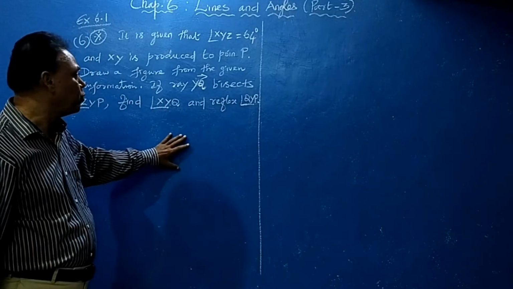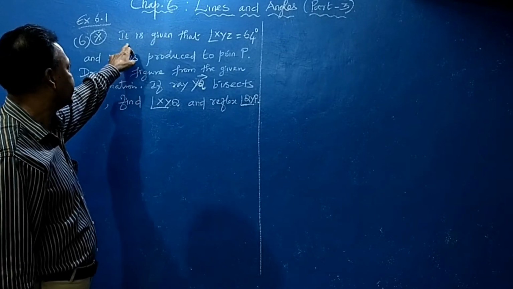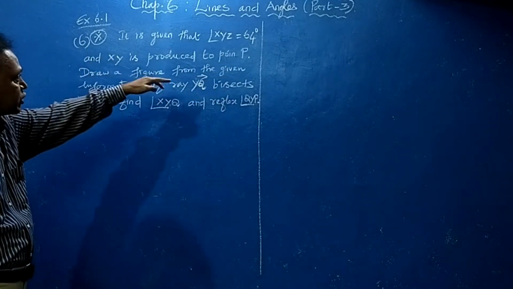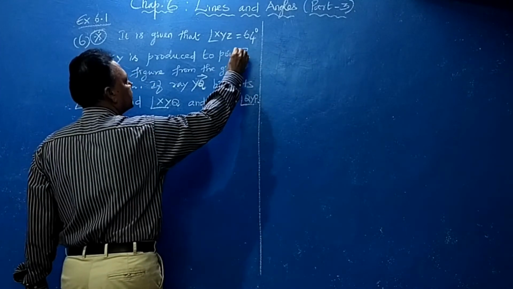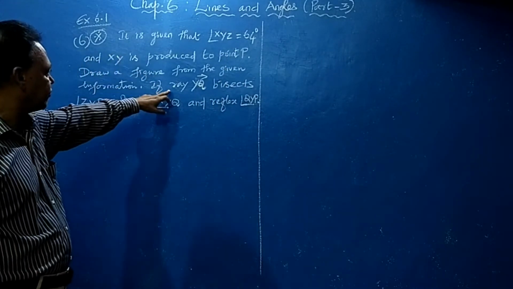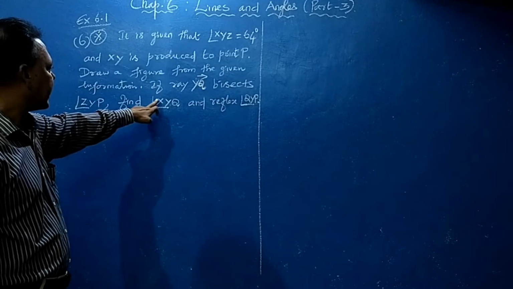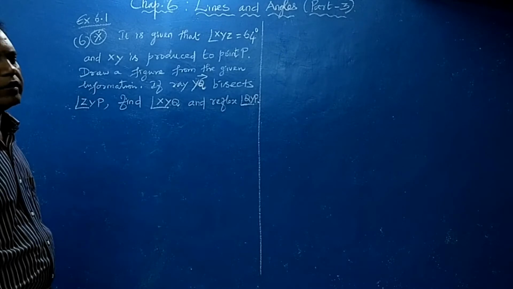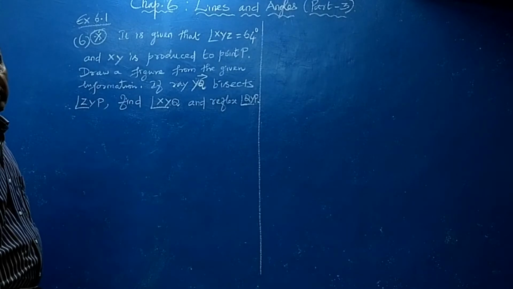Diagram is not given. You have to draw the diagram. So read the problem correctly. It is given that angle XYZ is 64 degree and XY is produced to point P. Draw a figure from the given information. Then if ray YQ bisects angle ZYP, find angle XYQ and reflex angle QYP. Two angles we have to find out. First, you have to draw the diagram. That is very important. For that, marks are also there.